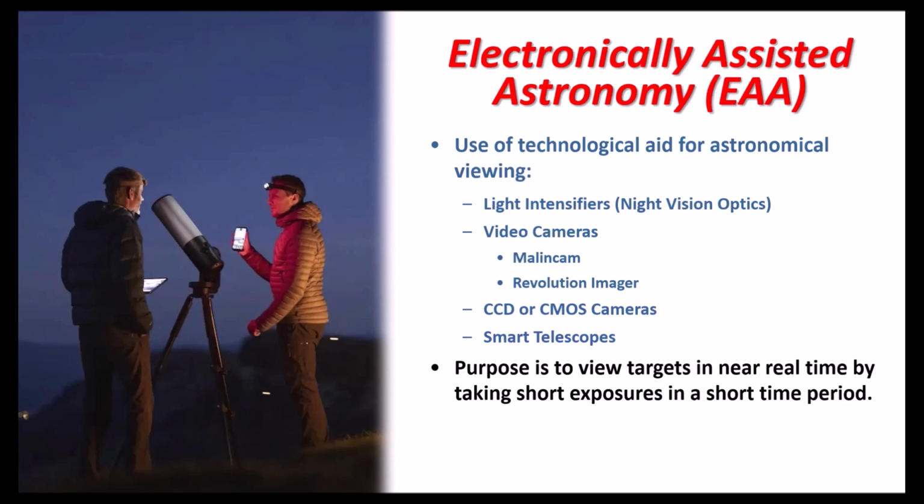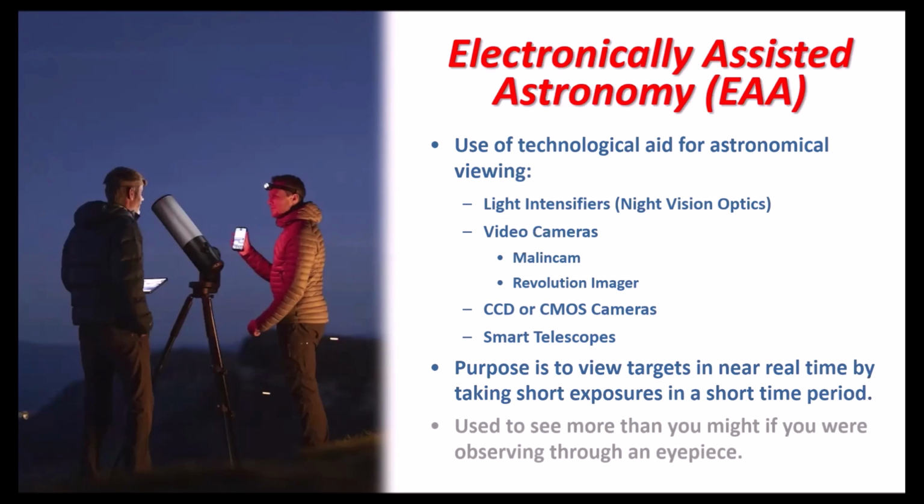So, of course, the purpose of EAA is to view targets near real time by taking short exposures in a short time period. And EAA is a form of astrophotography, but the goal of astrophotography is usually to take a bit longer time exposures, maybe up to 5 minutes to even 30 minutes, while with EAA, you're usually under a minute or less. So you take a whole bunch of short exposures, while an app on your phone might combine them and stack them and improve the image over time. So it's used to see more than you might if you were observing through an eyepiece.